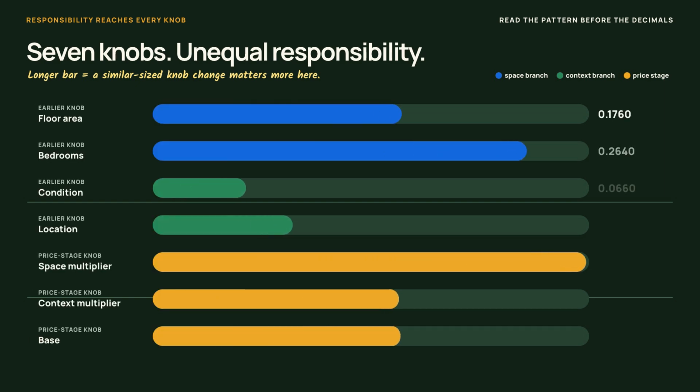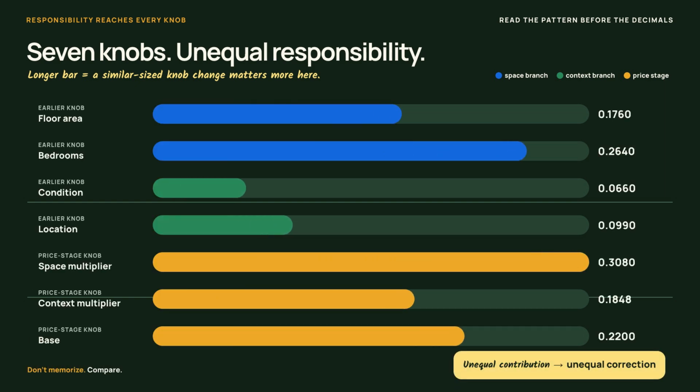Now, let the two messages fan out to every adjustable knob. You do not need to hold 7 calculations in your head. Watch the lengths of the responsibility bars. On the space branch, bedrooms receives a stronger message than floor area, because the bedroom input is larger here. On the context branch, location receives more responsibility than condition. The 3 price stage knobs receive messages too. The space multiplier has the largest bar of all. The context multiplier and the base receive smaller ones.